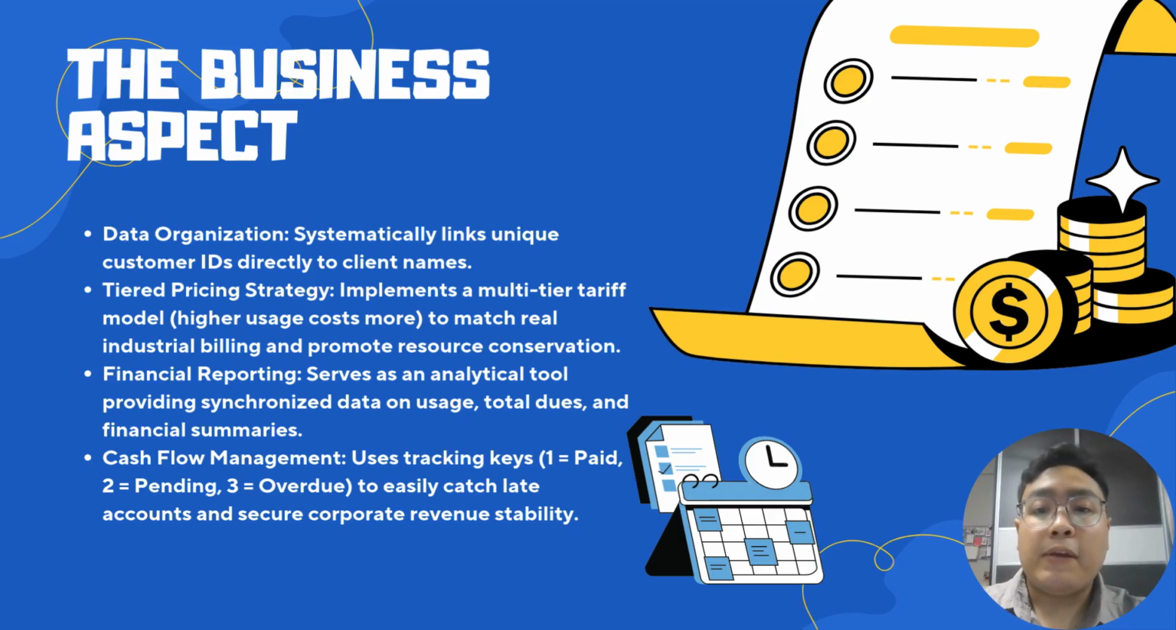So from the business perspective, this system improves data organization by linking each customer ID with customer information. The system also applies a tier pricing strategy where customers with higher usage pay higher charges. This reflects how real utility companies calculate bills while encouraging responsible resource consumption. In addition, the system generates financial reports showing customer usage, total bills, and payment information. Lastly, payment tracking helps the company monitor the paid, pending, and overdue accounts, improving cash flow management.